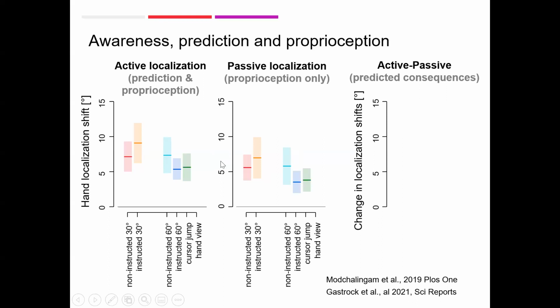And this is for the cursor jump, right? The cursor jump, which keeps moving every single trial. Even these folks are misestimating their hand closer to where they visually see the hand when acquiring the target.